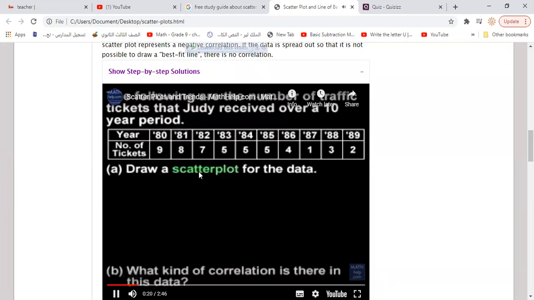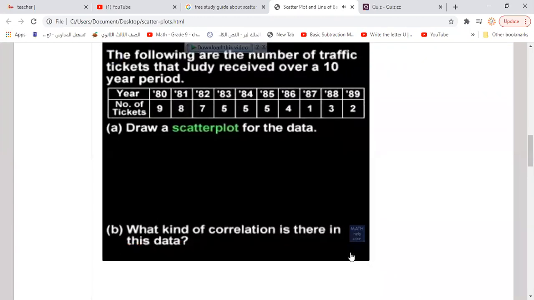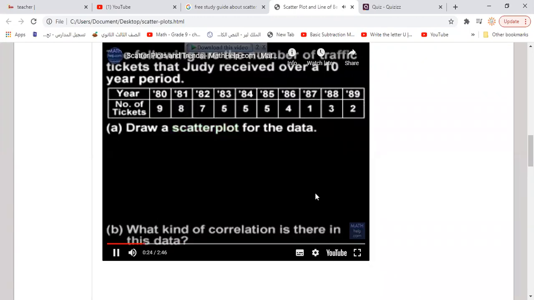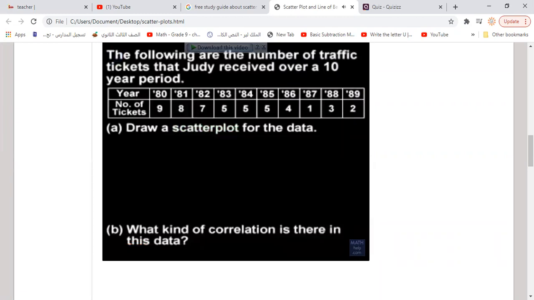The data is plotted on a coordinate grid. So the horizontal axis will be the x-axis, and the vertical axis will be the y-axis. To draw a scatter plot for the data shown here, notice that the table shows the number of traffic tickets that Judy received each year for a 10-year period. So begin by titling your scatter plot, Judy's traffic tickets.